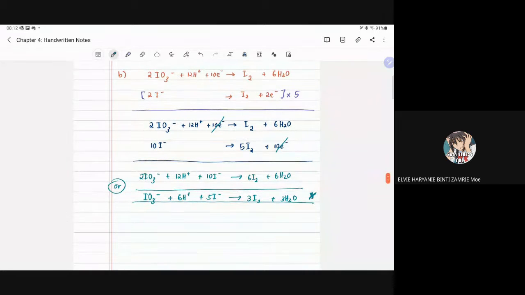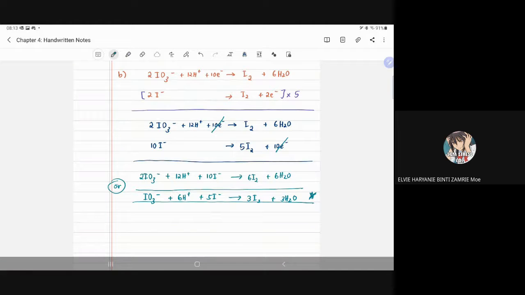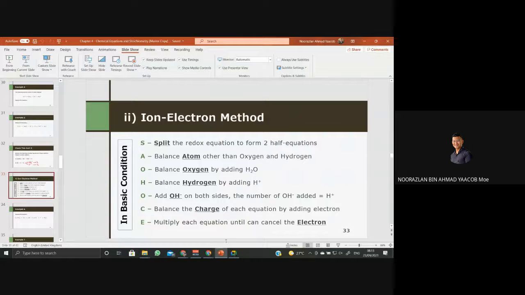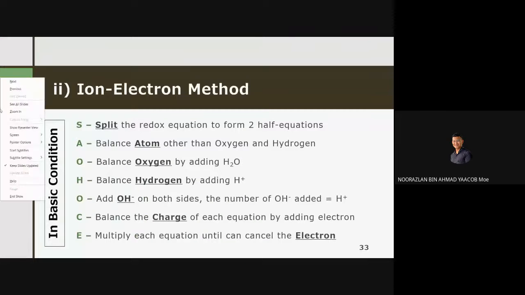Okay, then. Okay, right. Now, okay, so now let's have a look at the PowerPoint. Okay, so yesterday we stopped here. So today we continue with second part. So yesterday kita cover dalam acidic condition. So today we go on to basic condition.